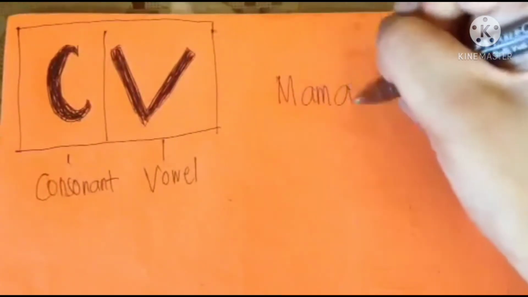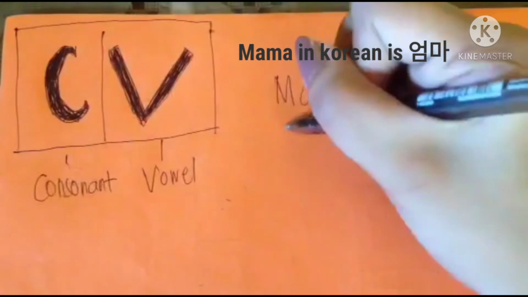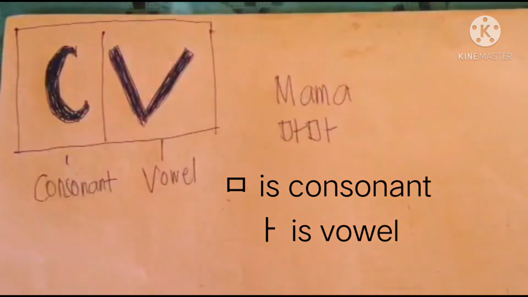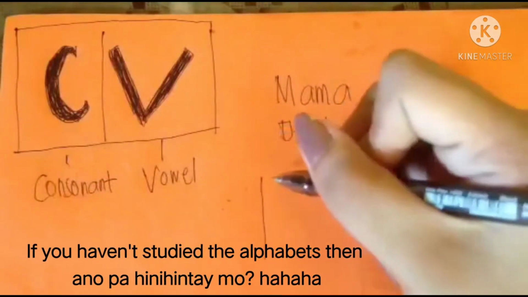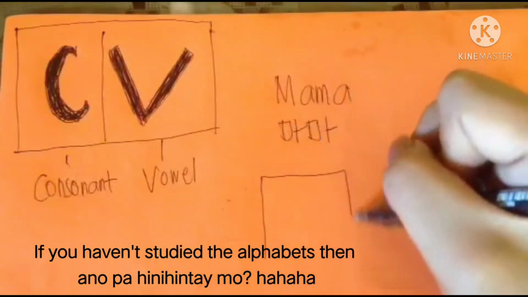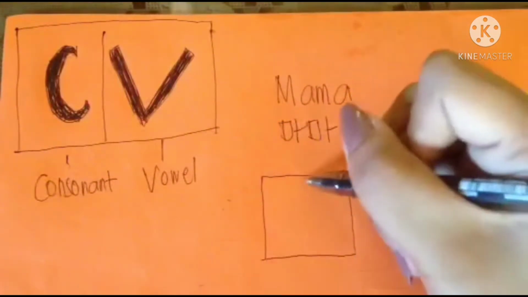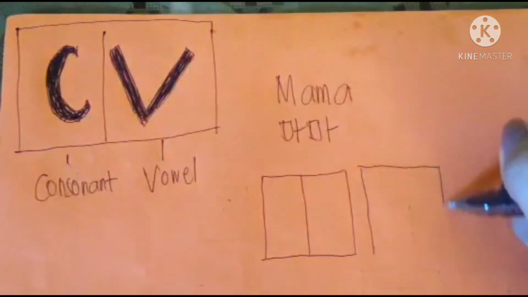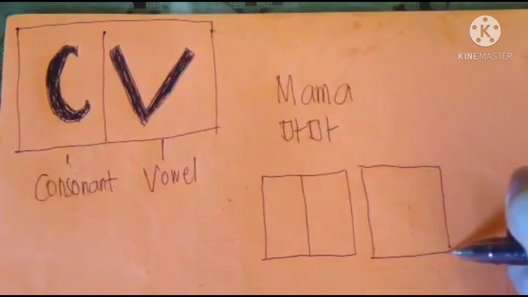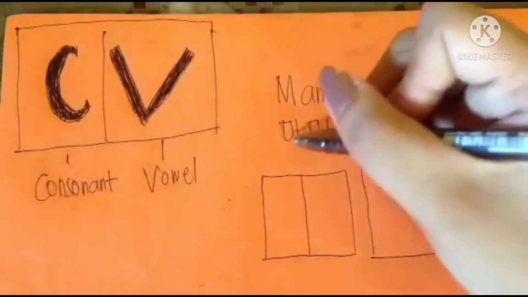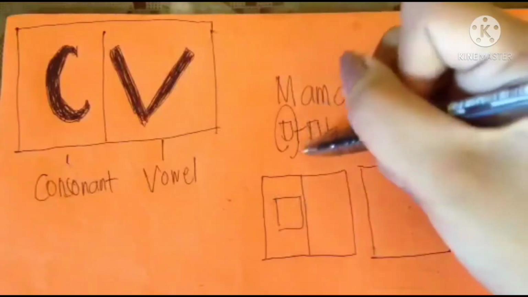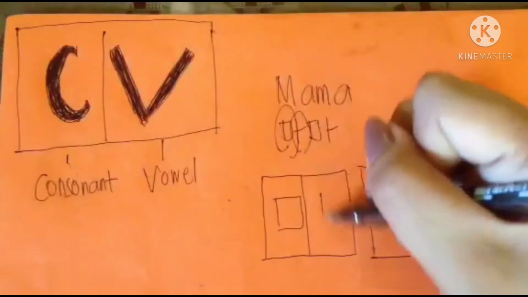Okay, we have for example mama. M at saka A. Okay, so lagay natin yung box. Block, I mean. And then, dalawa. Yung una is for consonant. So here, the left side is consonant, which is M. Put M. And then, second vowel.